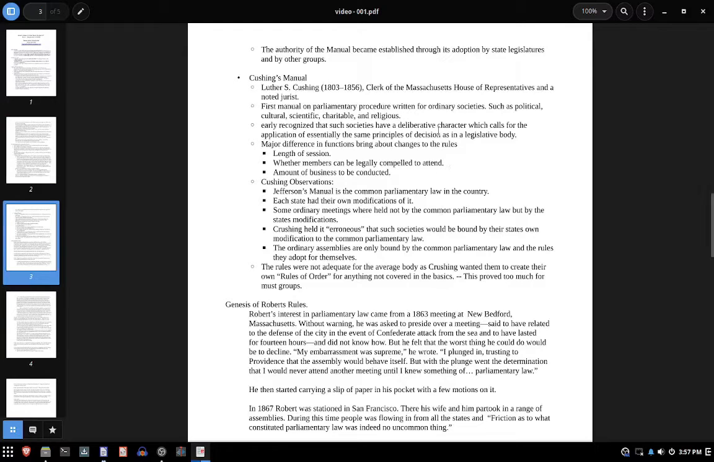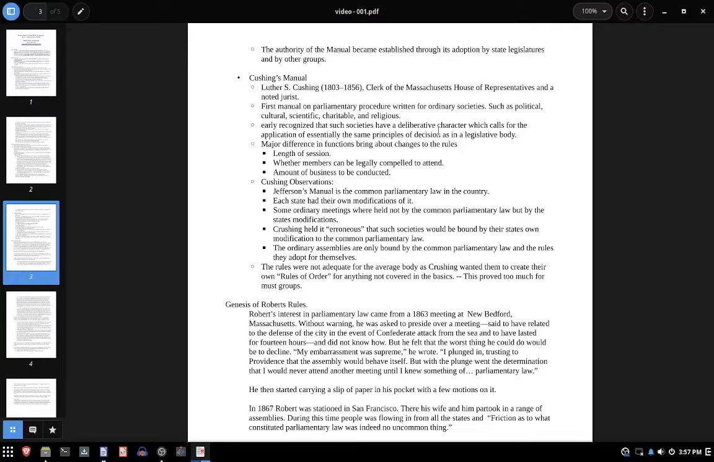Now, he was a clerk of the Massachusetts House of Representatives and a noted jurist. Now, he wanted a parliamentary manual that was fitting for the average person. So, your churches, your political, your scientific societies, etc. Because Jefferson's manual was more legislative in nature, and it didn't really fit well with ordinary societies.